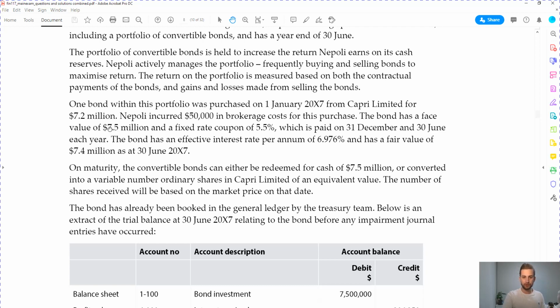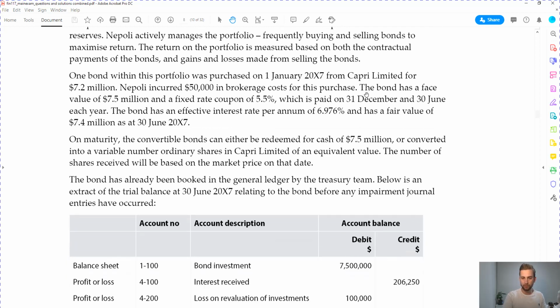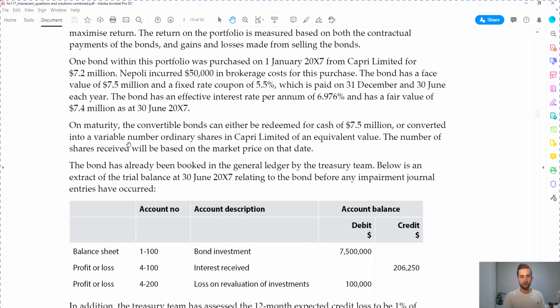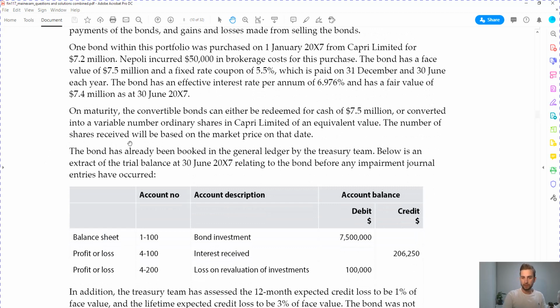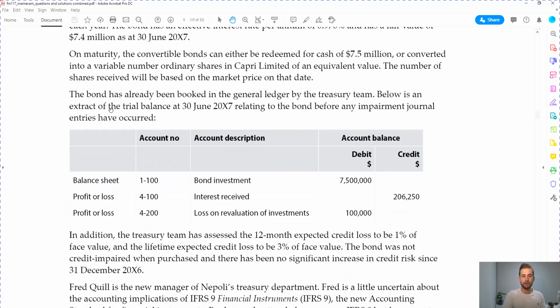On maturity, the convertible bonds can either be redeemed for cash of 7.5 million or converted into a variable number of ordinary shares in Capri Limited of an equivalent value. The number of shares received will be based on the market price on that date. The bond has already been booked in the general ledger by the Treasury team. Below is an extract of the trial balance relating to the bond before any impairment journal entries have been occurred.